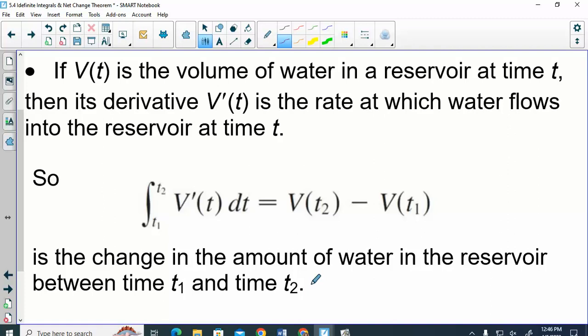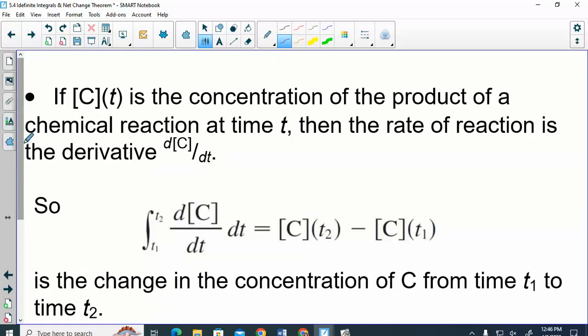How much did the water level change? So a positive would say the water level went up this much, a negative would show the water level went down. If we looked at a chemical reaction, so in chemistry, a rate of change is how the rate of reaction is occurring. So the antiderivative would go backwards, take away that rate, so it's going to tell you the overall change in concentration from the beginning to end in that reaction.